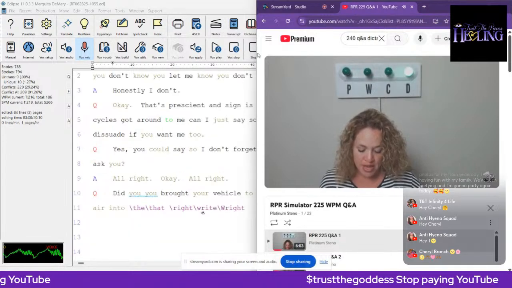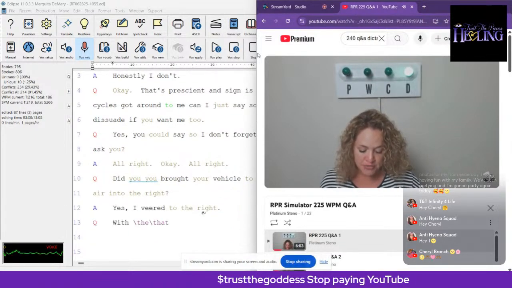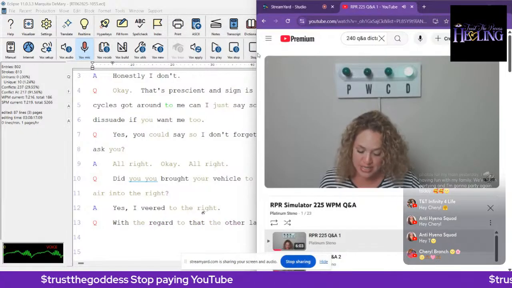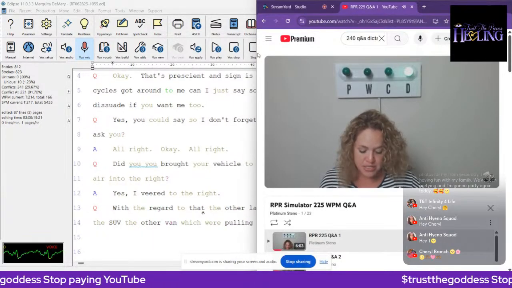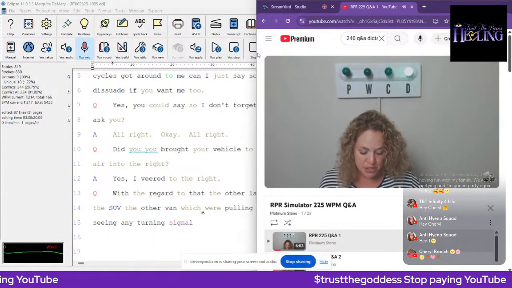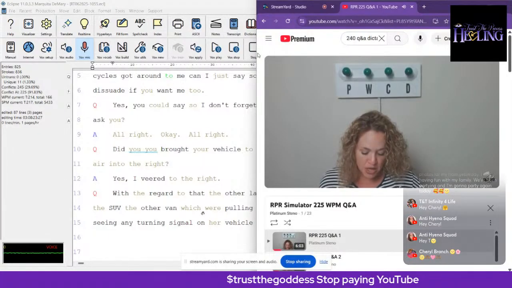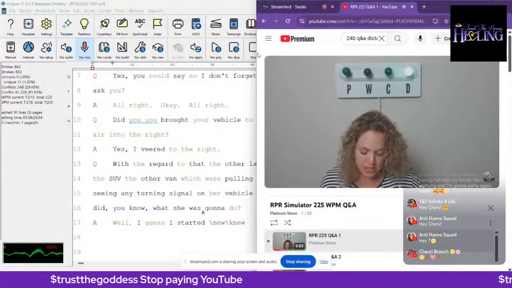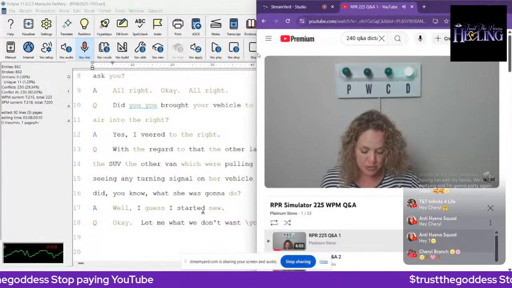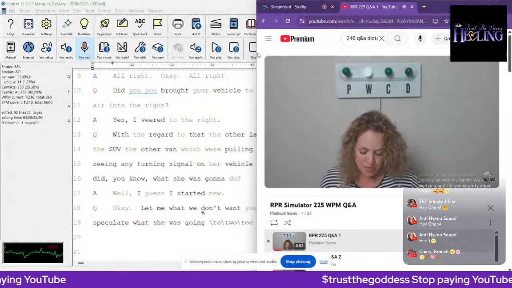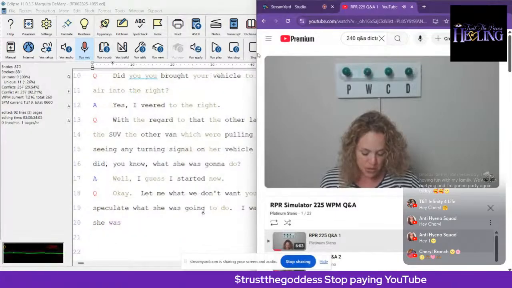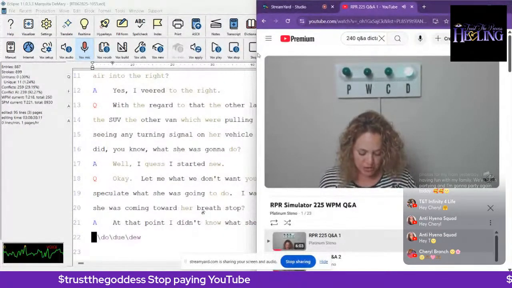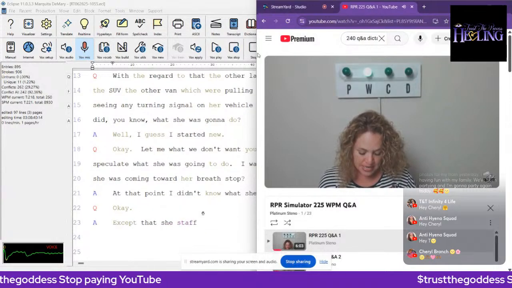Okay, and with regard to the other lady who stopped her SUV, the other van, when you were pulling to the right or not seeing any turning signal on her vehicle and seeing her stop, did you know what she was going to do? Well, yes, I sort of knew. Okay, what we don't want you to do is to speculate what she was going to do. I want to know as she was coming to an abrupt stop. At that point, I didn't know what she was going to do. Okay, except that she stopped. All right, and at that point, of course, you're veering to the right still. Is that correct? Yes, that is right.